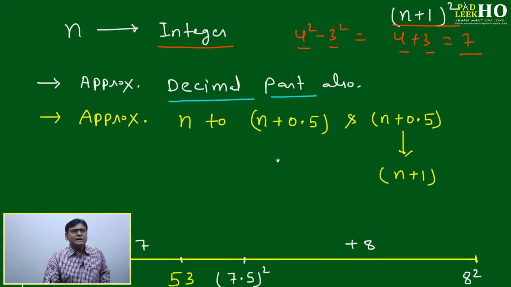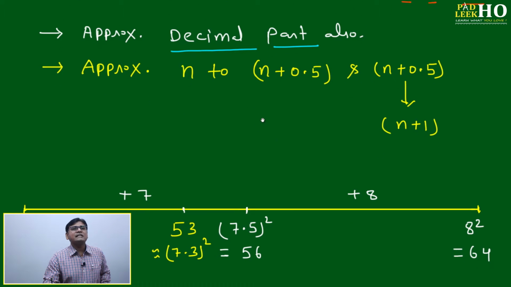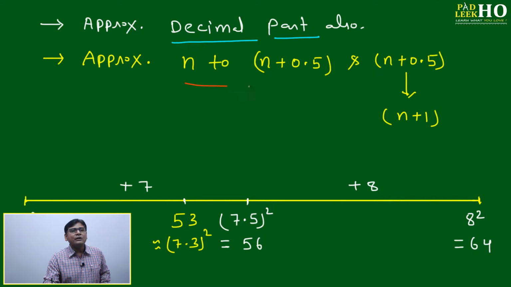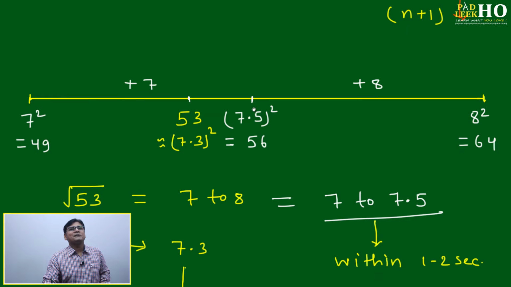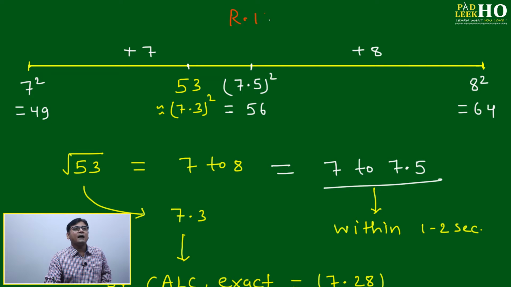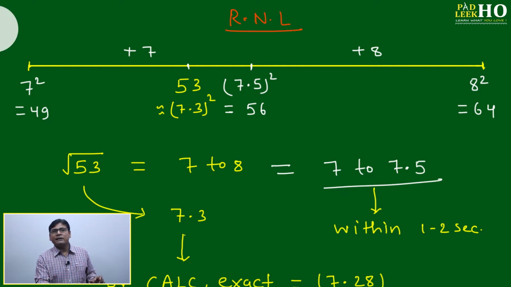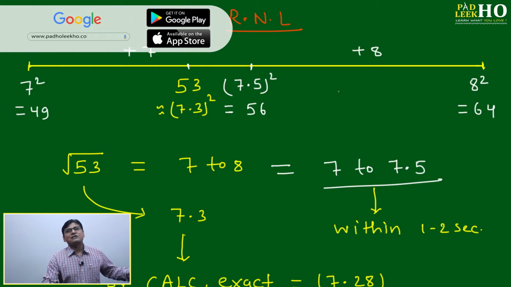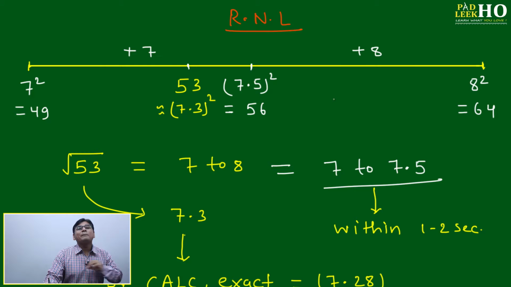4 plus 3. You can say this approximation of the decimal part, or this flow from n to n plus 0.5 and again from n plus 0.5 to n plus 1, you can represent on the real number line, RNL. I think you are very aware of the RNL. About this I have discussed more than 1 hour in Numbers Basic. All of Numbers Basic is based on counting and representation on the real number line, RNL.